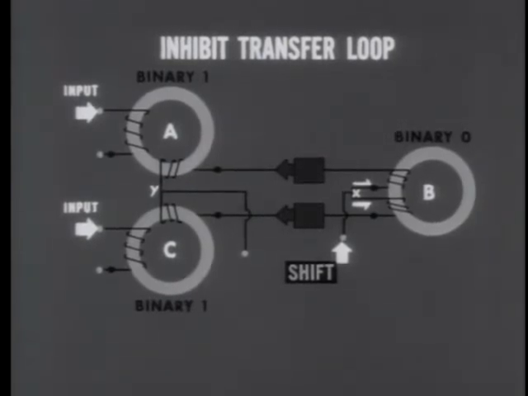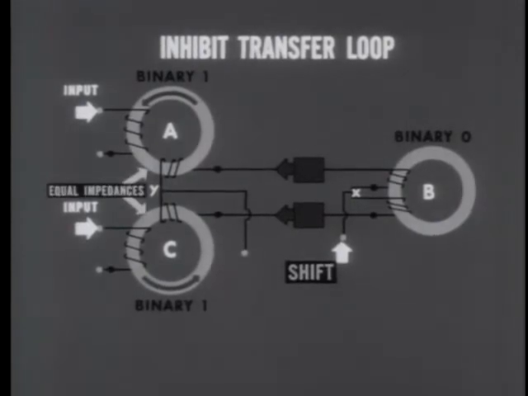The answer depends on the impedances they encounter. Look at cores A and C. Both are at 1. In both, the magnetic flux is positive. Both output windings receive branch current on the same side, the dot side, and the windings themselves are identical. Consequently, the impedances are equal. If the impedances at core A and C are equal, the shift pulse will divide into equal branch currents.